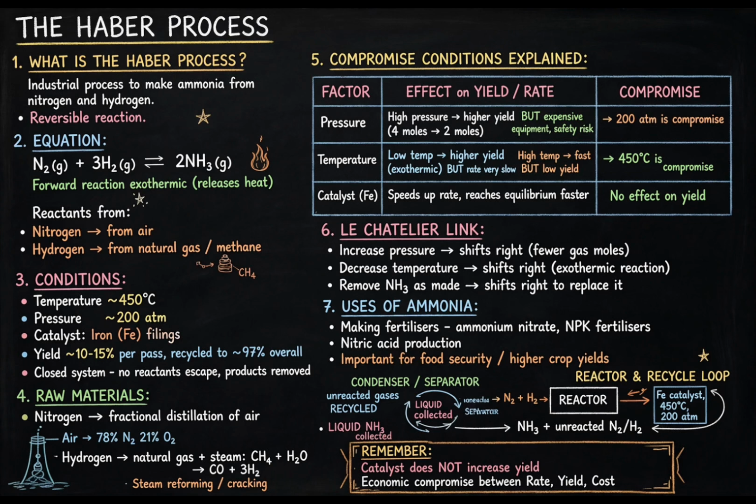Uses of ammonia: making fertilizers like ammonium nitrate and NPK fertilizers, nitric acid production, important for food security and higher crop yields. Reactor and recycle loop. Unreacted N2 and H2 recycled, liquid NH3 collected in condenser/separator. Remember, catalyst does not increase yield. It's an economic compromise between rate, yield, cost.